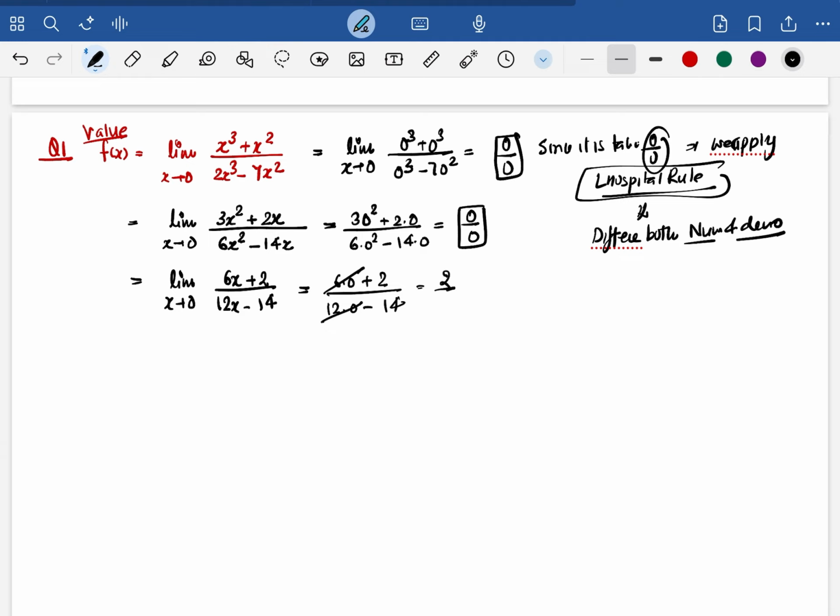Can we say 2 by minus 14? Can we say minus 1 upon 7 is the answer? Okay. And this question has been asked in GATE examination as well. Now let's practice some of the numericals too.